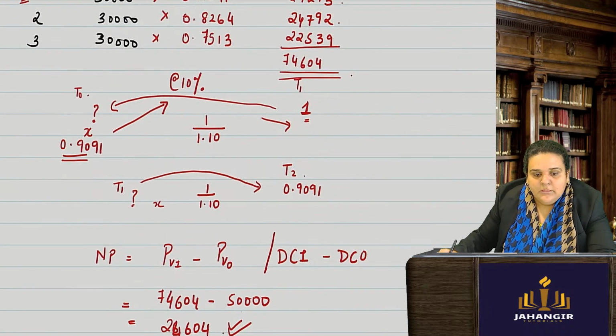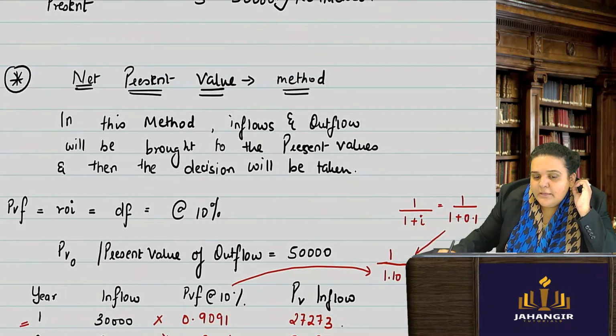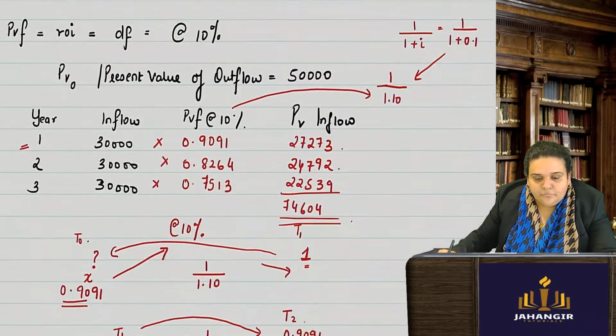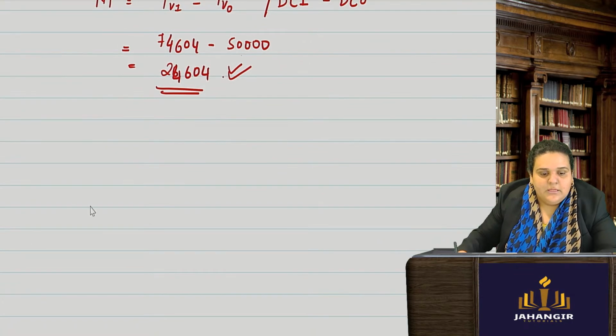So this was your first method, the net profit method with the help of the net present value. My net profit changed because I have discounted my cash inflows. Now the second method was payback period.